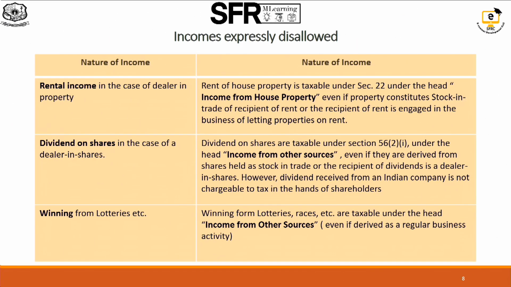Next, we can see some income which may be disallowed. The nature of income, and under which head it comes, will be shown in this slide. Rental income received by the assessee under business income will actually be taxed under income from house property as per section 22. The proprietor may get dividend on shares in any case, but it will come under income from other sources and not under business income. Winnings from lottery and race will also come under income from other sources.